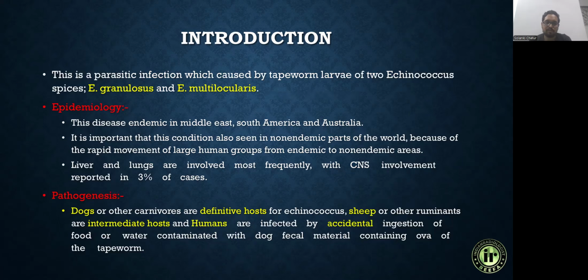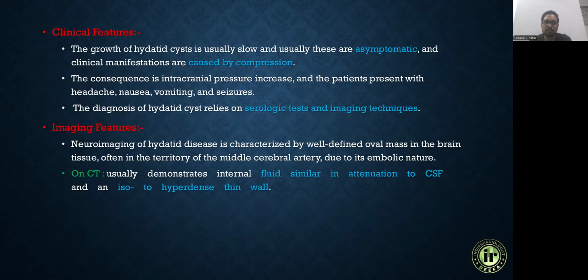Pathogenesis. Carnivores are definitive hosts, while humans are intermediate hosts. Humans are affected by accidental ingestion of food or water contaminated with fecal matter containing tapeworm eggs. Clinical feature. The growth of hydatid is usually slow. Usually these are asymptomatic and clinical manifestations are caused by compression. The consequence is raised intracranial pressure that results in headache, nausea, vomiting and seizure. The diagnosis of hydatid relies on serological tests and imaging techniques.